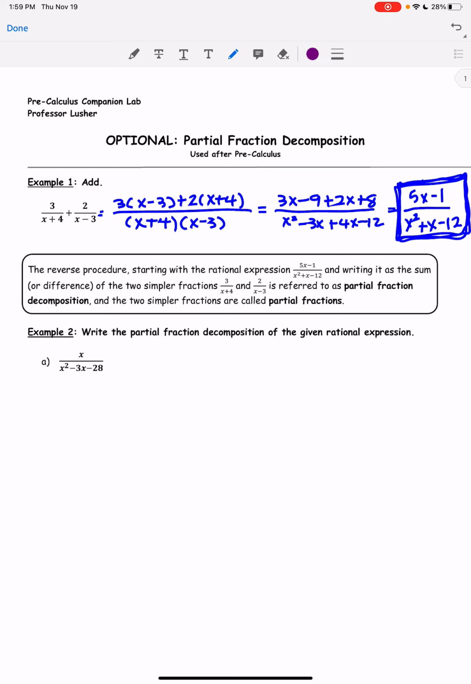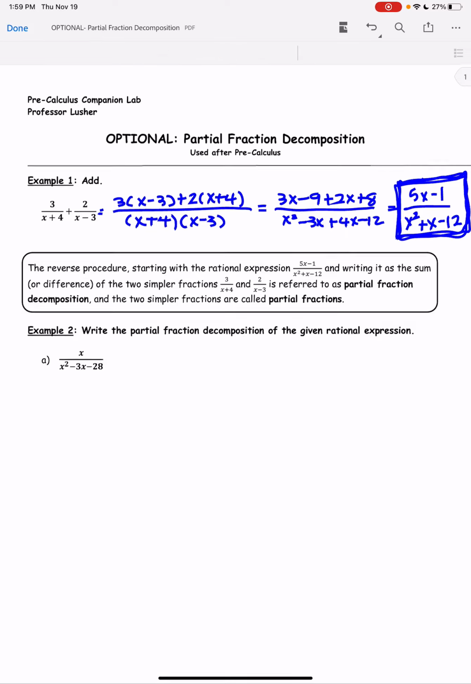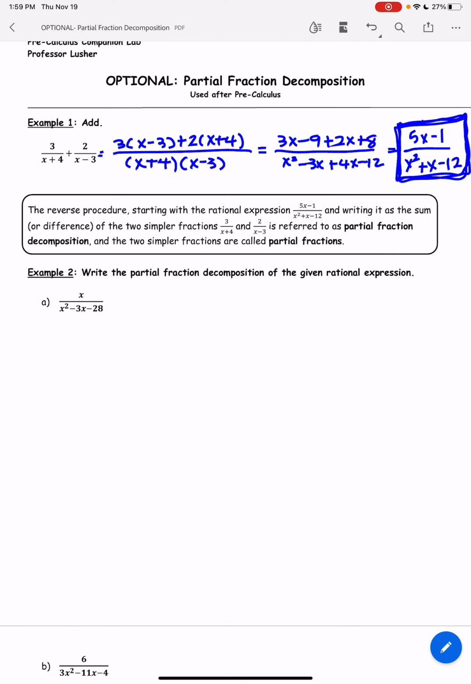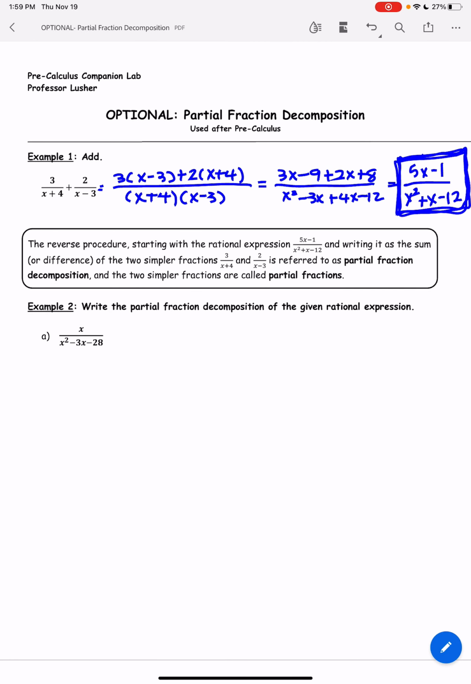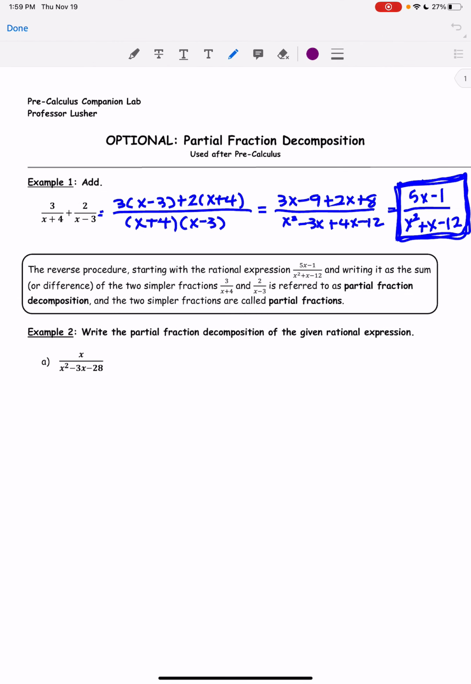So here we go. Example 2, we only have 3 examples here. And I honestly just think the easiest thing to do is just to jump in and do some examples. So that's what we're going to do. Write the partial fraction decomposition of the given rational expression. So if this bottom portion is not factored, we need to factor it first.